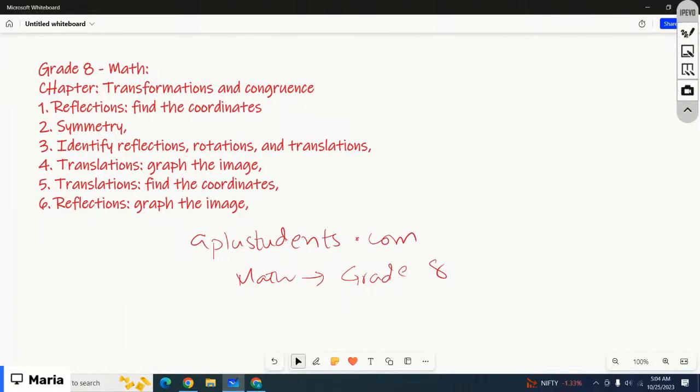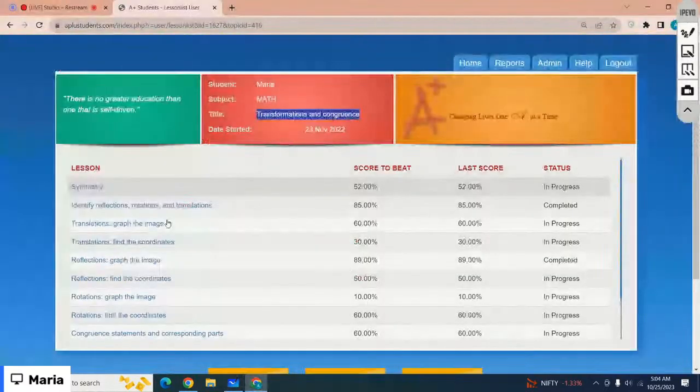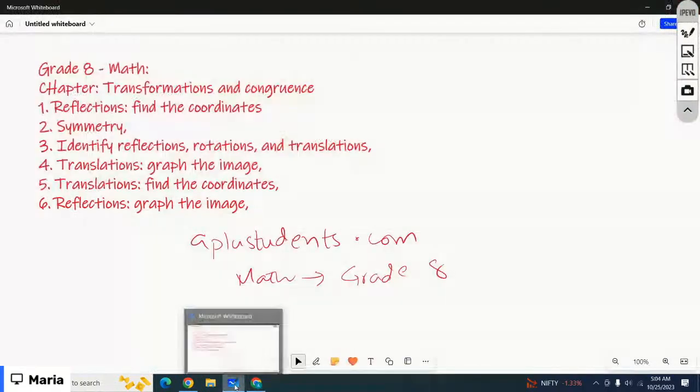We're going to start with the chapter reflections: find the coordinates, symmetry, identify reflections, rotations and translations, translations graph the image, translations find the coordinate. So let's just start with the first lesson, that is symmetry.